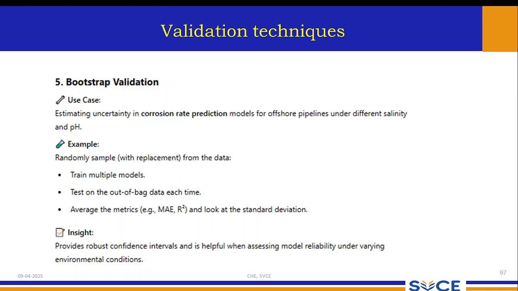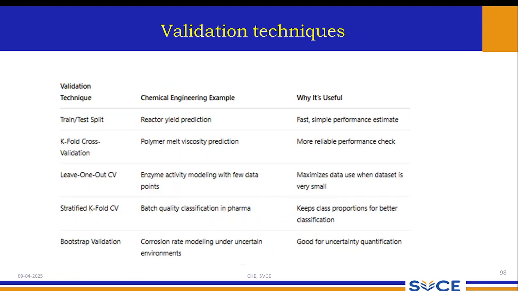Train multiple models, test on the out-of-bag data each time, average the metrics, such as mean absolute error and R-squared, and look at the standard deviation. So when you see the chemical engineering cases, especially the fourth and fifth case, batch quality classification in pharma is a very good example. Stratified k-fold keeps class proportion for better classification, whereas bootstrap is good for uncertainty quantification.